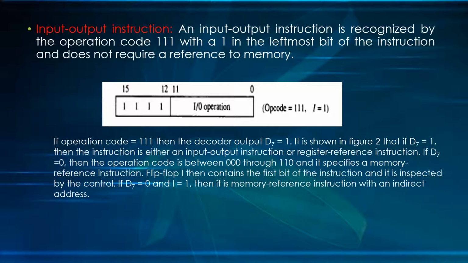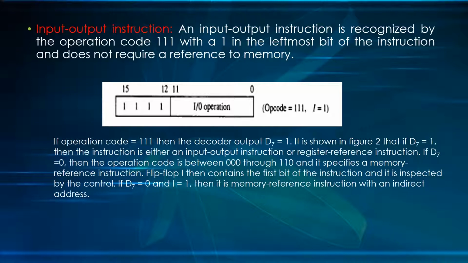If operation code is equal to 111, then the decoder output D7 is equal to 1. It is shown in figure 2 that if D7 is equal to 1, then the instruction is either an input-output instruction or a register reference instruction. If D7 is equal to 0, then the operation code is between 000 through 110 and it specifies a memory reference instruction. Flip-flop I then contains the first bit of the instruction and it is inspected by the control.